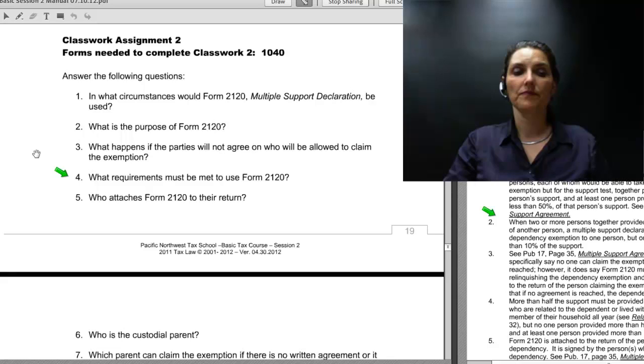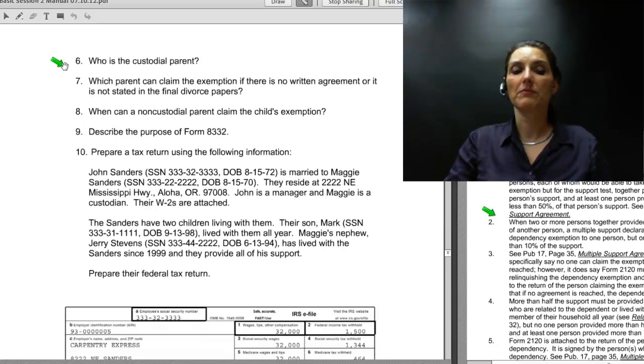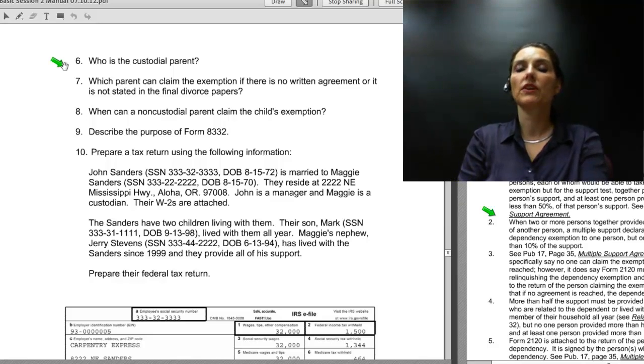So question number six then, who is the custodial parent? Now we're moving on to this concept of divorced or separated parents where there is a dependency exemption in play for a qualifying child.